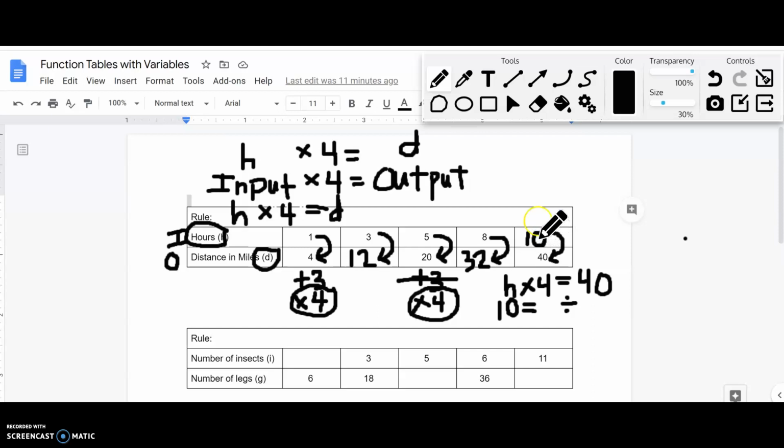So today, your goal is to figure out how you can use variables to represent your rule this time. Have fun.